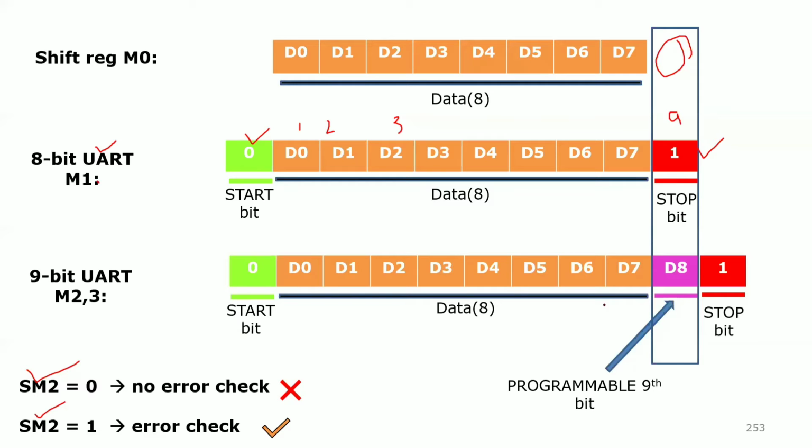And coming to mode 2 and mode 3, there is a bit called D8, which is the programmable 9th bit, right? So again, I can check the errors based upon this bit. This bit D8 is your 9th bit in mode 2 and mode 3, and the stop bit is your 9th bit in mode 1. And in mode 0, there is no 9th bit, which means we are not checking the errors. Cleared up to now?